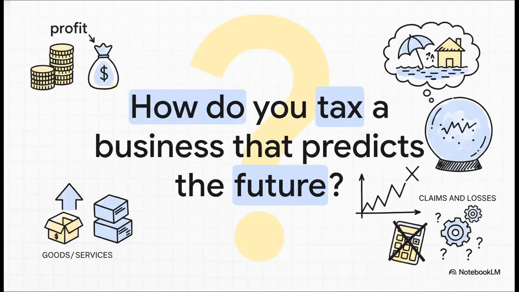So here's the core problem, right? Think about it. Most businesses make a sale and they calculate their profit. It's all based on things that have already happened. But an insurance company, their entire business model is based on predicting the future. What are the chances of a claim? What might future losses look like? This fundamental uncertainty means your standard tax rules just don't fit.